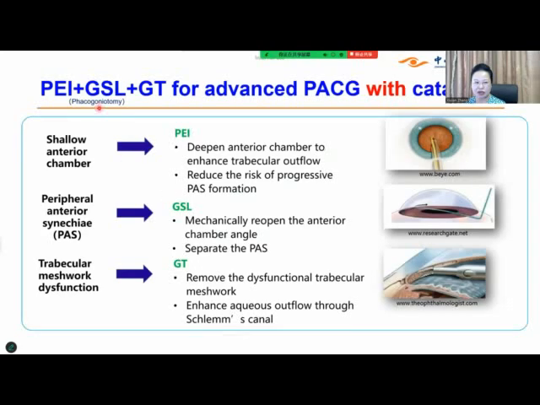There is a new combination surgery. PEI+GSL+GT should work well for advanced PACG with cataract. Indeed, PEI can solve the shallow anterior chamber, GSL can solve PAS, and GT can solve the dysfunctional trabecular meshwork.